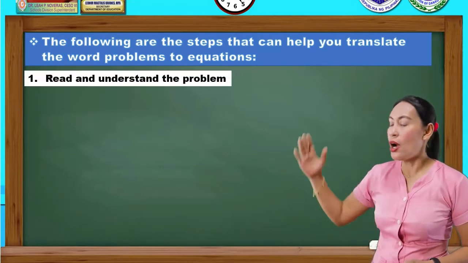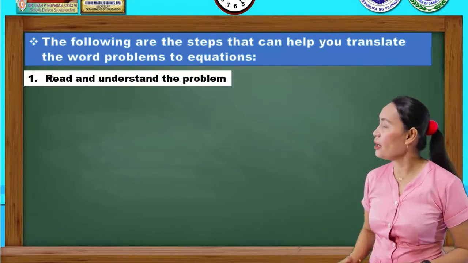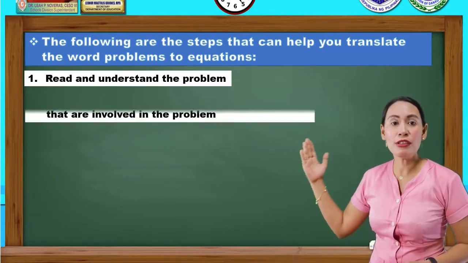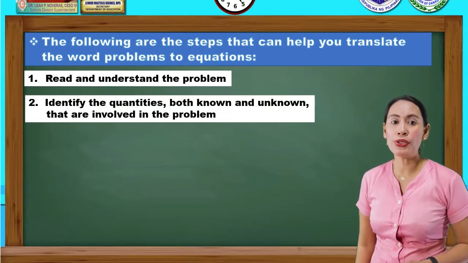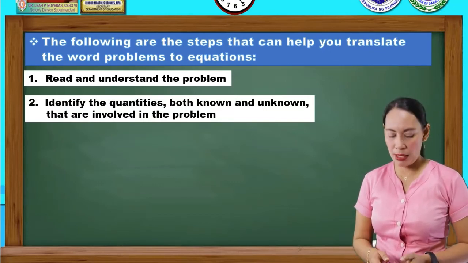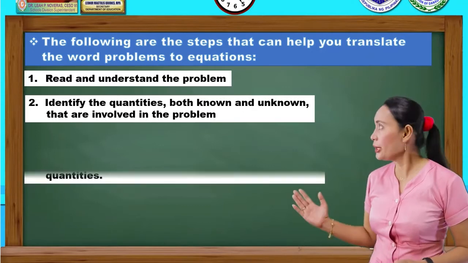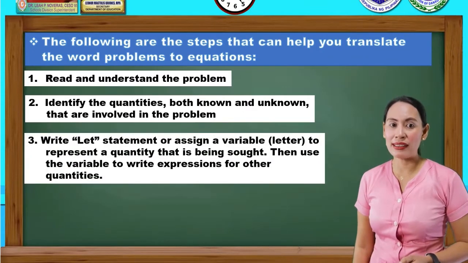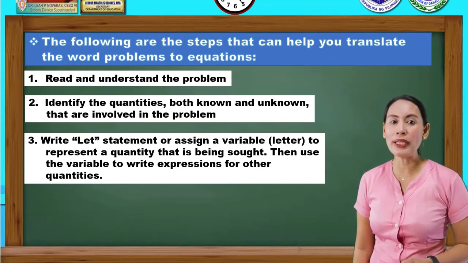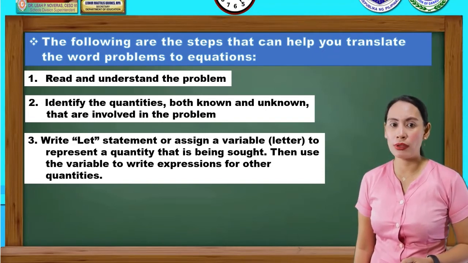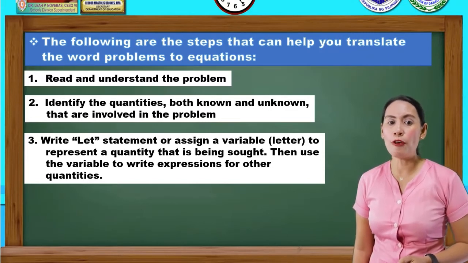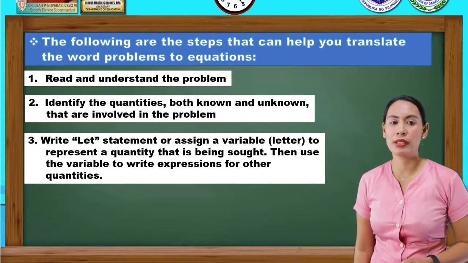First, read and understand the problem. Second, identify the quantities, both known and unknown, that are involved in the problem. Third, write a let statement or assign a variable to represent a quantity that is being sought. Then use the variable to write expressions for other quantities.